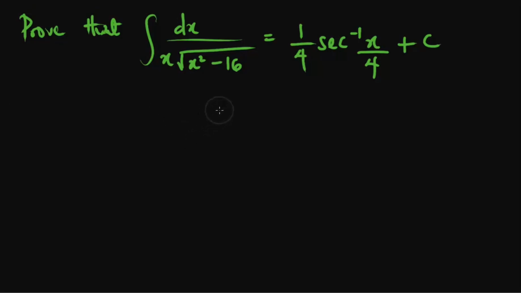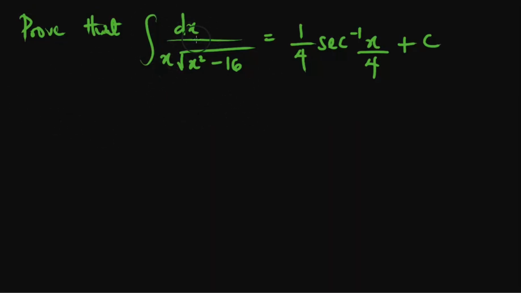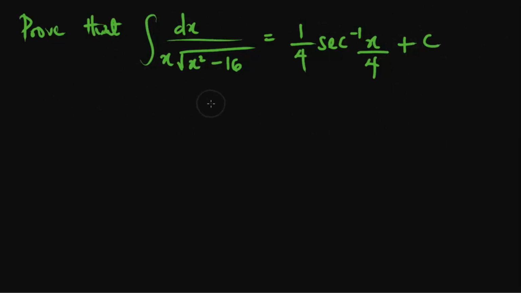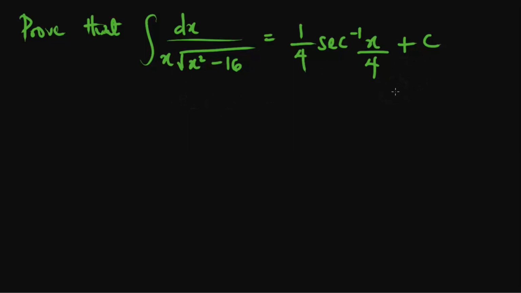Hello and welcome. In this video, we're going to prove that the integral of dx over x root x squared minus 16 is equal to 1 over 4 sec inverse of x over 4 plus c. Okay, and we're going to solve this integral using trigonometric substitution.